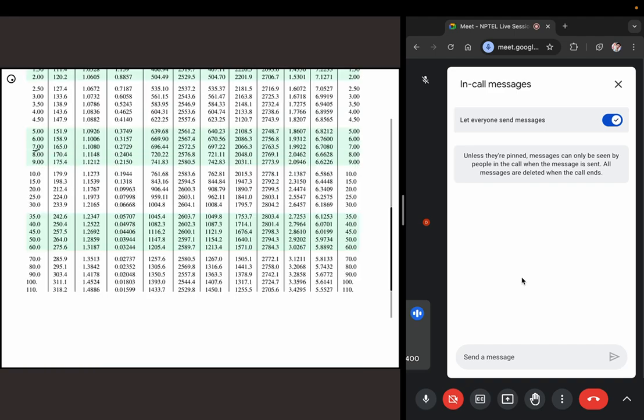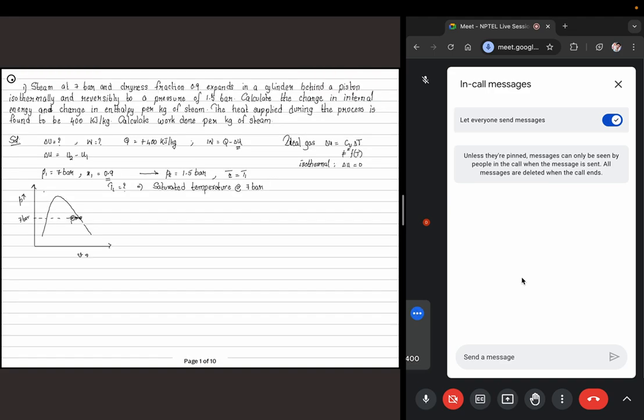If you look up 7 bar pressure, the temperature is 165 Celsius. Similarly, this is my VF, VG, the specific volume for the liquid phase and the vapor phase, and this is the UF and UG. If you just take note of these values, we have the temperature to be around 165. We got T1 to be 165 Celsius.